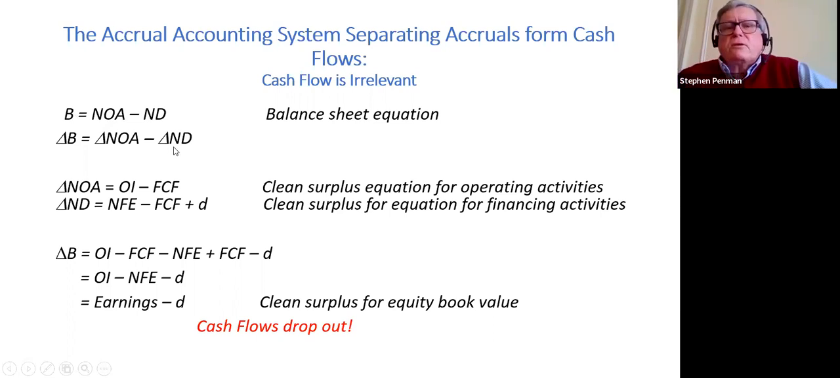These are just balance sheet equations. Introduce the clean surplus equation for operating activities. The change in net operating assets is operating income minus free cash flow.